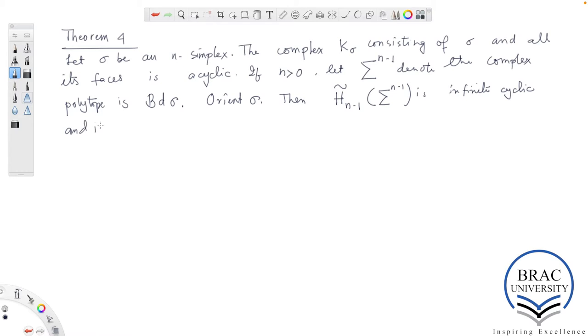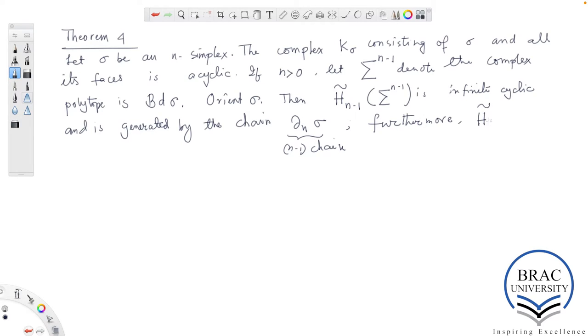And it is generated by the chain delta n sigma. Of course, this is an n minus 1 chain, since sigma is an n chain. So this is infinite cyclic. Furthermore, the reduced homology group of this sigma n minus 1 vanishes whenever i is not equal to n minus 1.